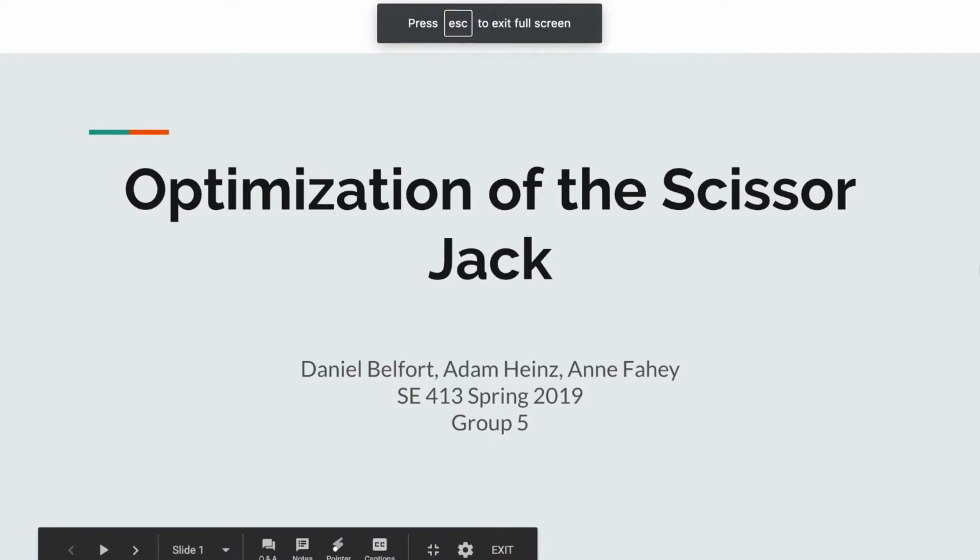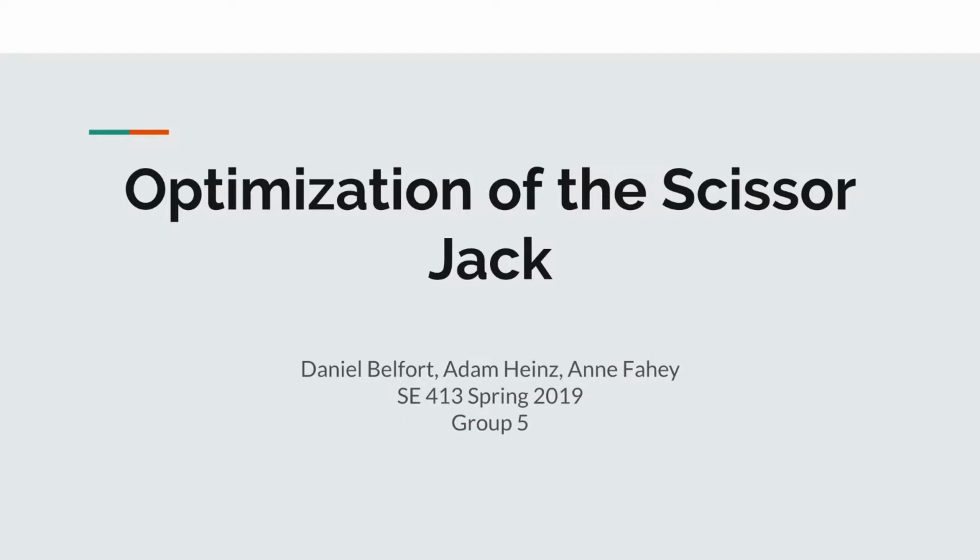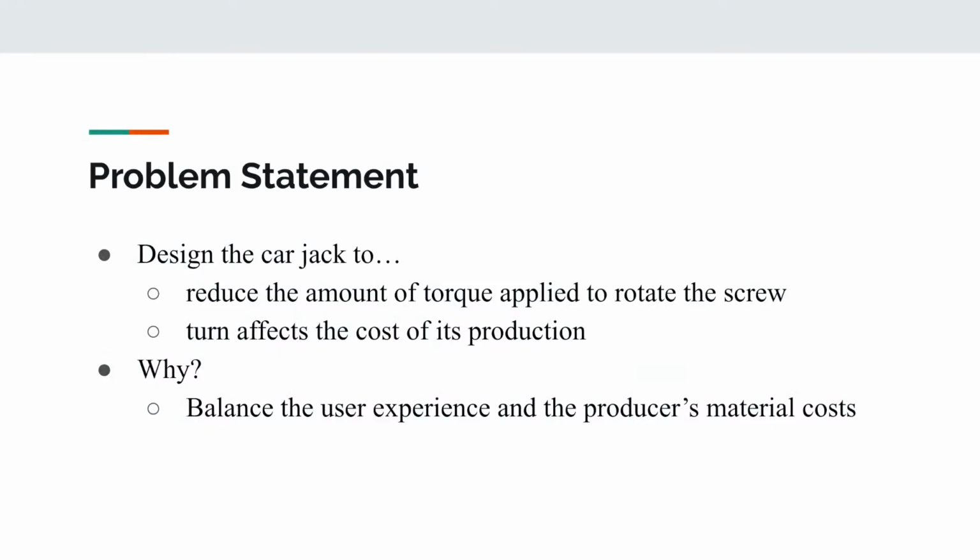Welcome everybody to Group 5's project presentation for the optimization of the scissor jack by Daniel Belfort, Adam Heinz, and Ann Fahey. For our problem statement, we wanted to design the car jack to reduce the amount of torque applied to rotate the screw, but also keep in mind the effect this has on the cost of its production. This was done to balance the user experience or ease of using the car jack and the producer's material costs.